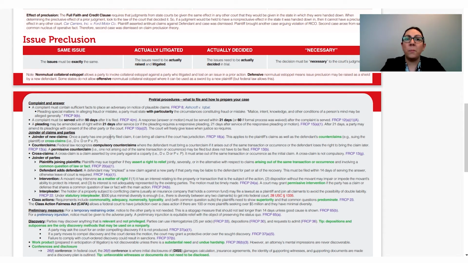They don't need anyone's permission to do so. They can amend it as a matter of right. Now, that only applies to pleadings, though. So motions cannot be amended, but pleadings can.